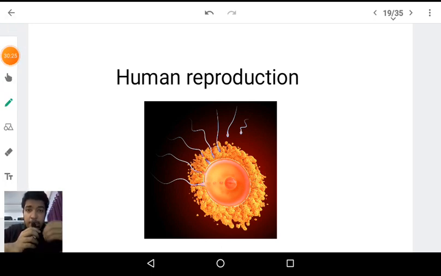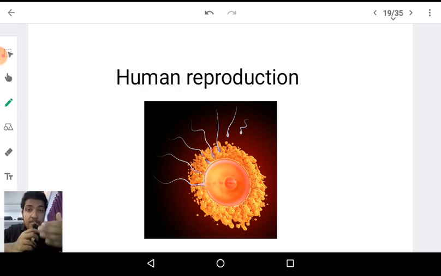Just like the process of plant reproduction, human reproduction is again an elaborate and a complex process. It is again divided into three phases. First phase is known as the pre-fertilization events, second is known as the fertilization events, and the third is known as the post-fertilization events. In the pre-fertilization events, there is formation of gametes as well as the transfer of male gametes into the female reproductive tract. Formation of gametes is known as gametogenesis. In males, it is known as spermatogenesis, and in females, it is known as oogenesis.